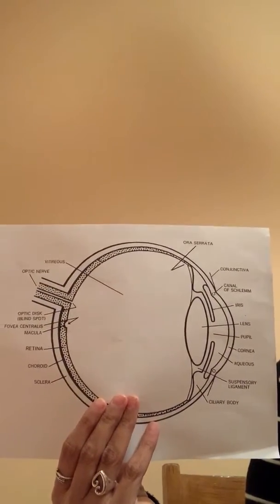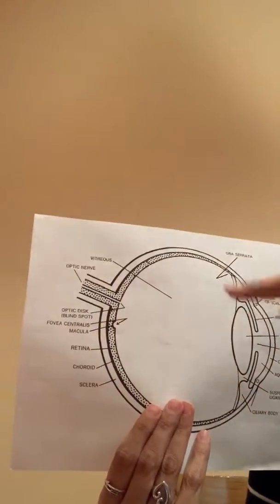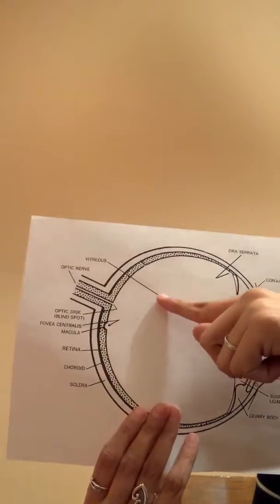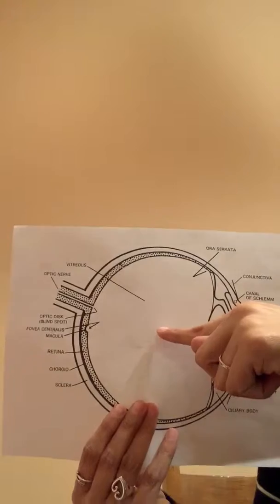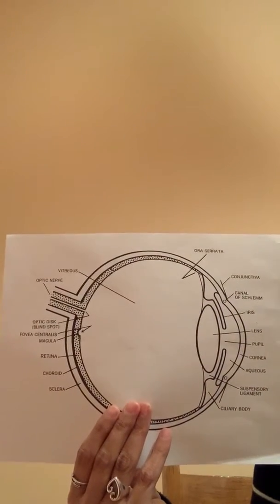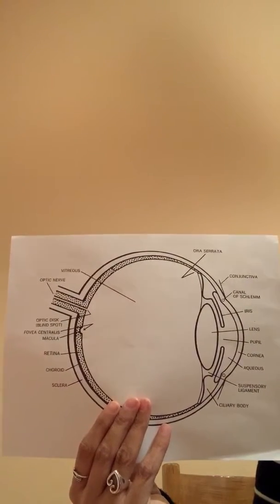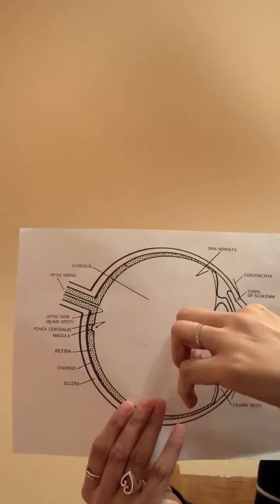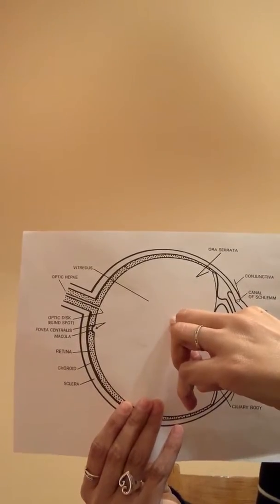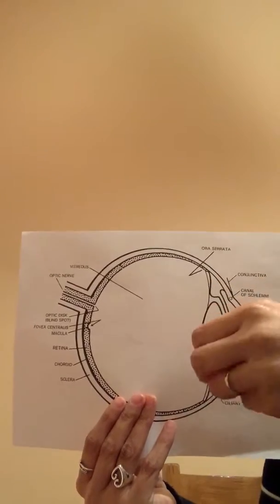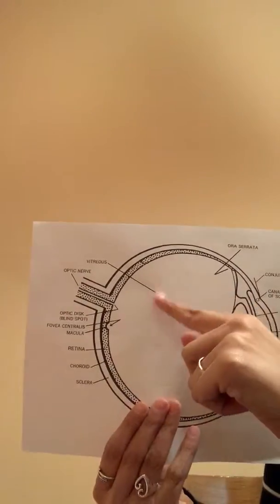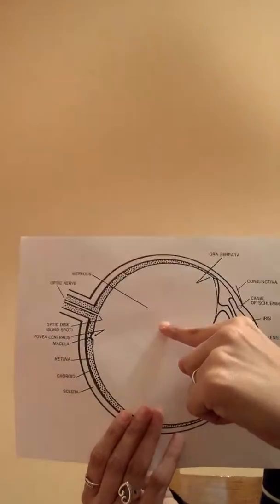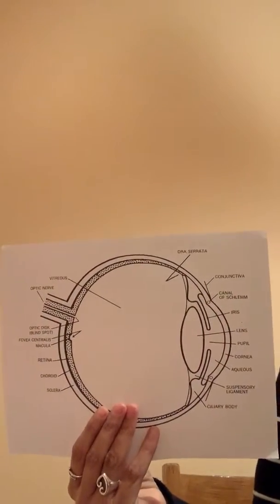Next, we have the vitreous humor right over here, the vitreous. And this is a substance that fills the posterior segment of the eye, all this. And this substance is gelatin-like, and it is right behind the lens, all of this.